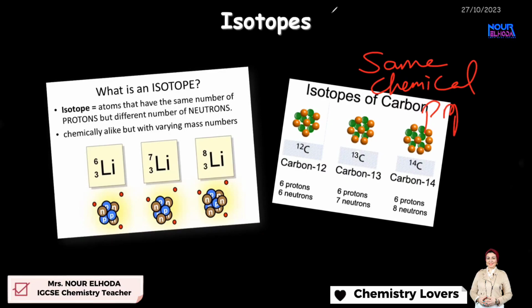Why do they have the same chemical properties? Yes, can I answer? They have the same number of electrons in their outer shell. Bravo, good job. Electrons, correct. Same electrons, not same protons, in the outer shell.